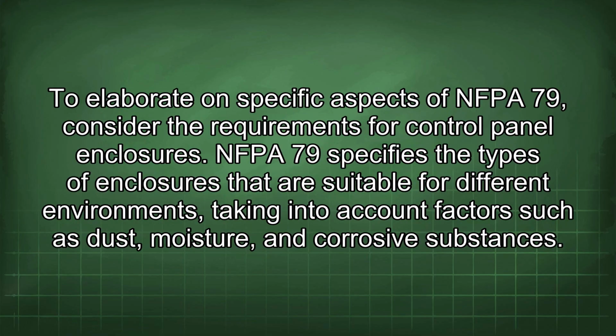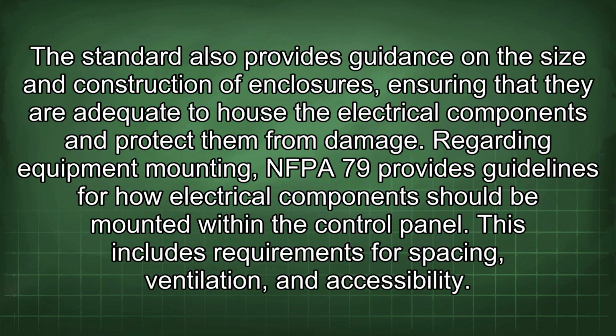To elaborate on specific aspects of NFPA 79, consider the requirements for control panel enclosures. NFPA 79 specifies the types of enclosures that are suitable for different environments, taking into account factors such as dust, moisture, and corrosive substances. The standard also provides guidance on the size and construction of enclosures, ensuring that they are adequate to house the electrical components and protect them from damage.